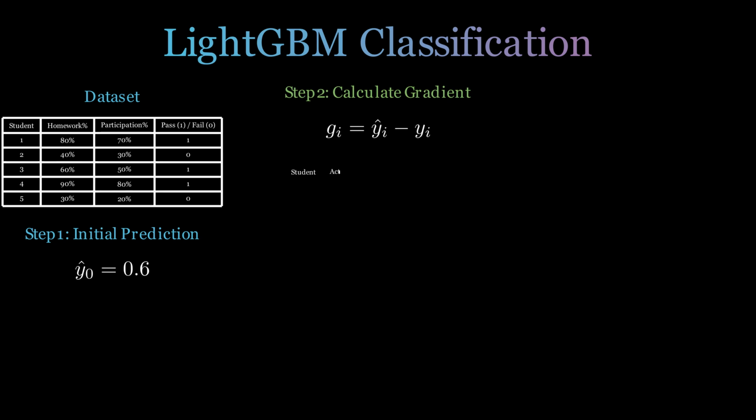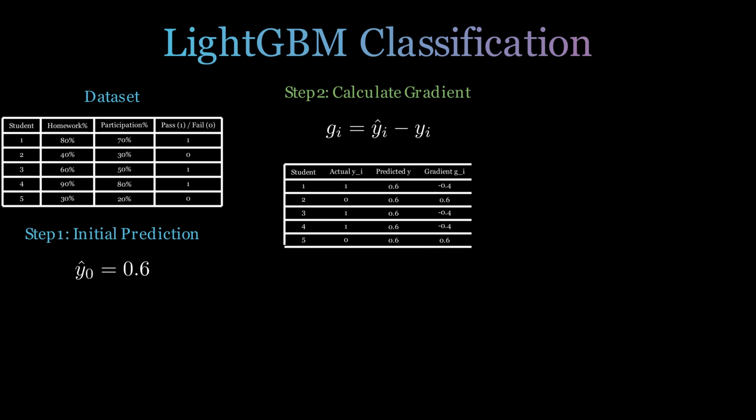Here are the gradients for each student. For example, for student 1, the gradient is 0.6 minus 1, which equals minus 0.4. The Hessian tells us how fast the error is changing. It helps us decide how big of a step to take when adjusting our predictions.